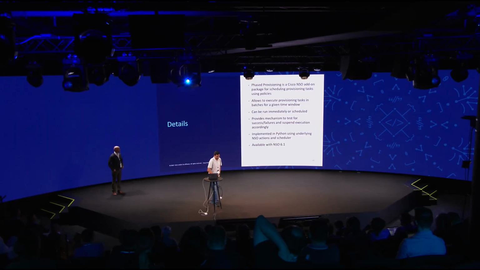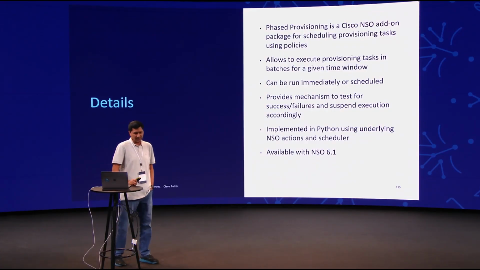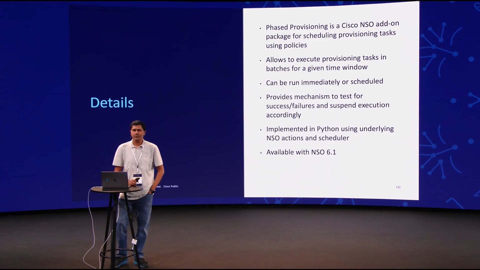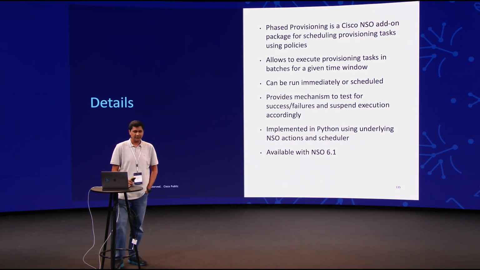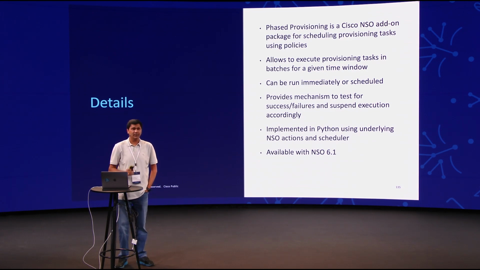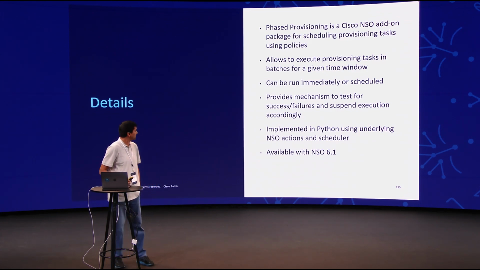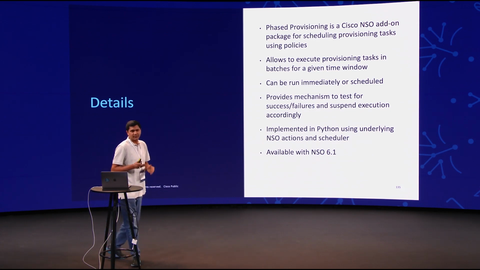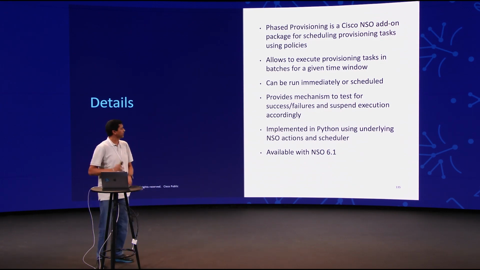So with that said, let's see brief details about this. Phase provisioning is a Cisco NSO add-on package. When I say add-on package, it's like what you have already: resource manager, observability exporter. In the same way, it is also an add-on package, and you just load it as a normal package and start using it. What it does is help in provisioning your tasks in a scheduled way with customer provided policies. And it allows you to execute these tasks in scheduled windows or a time period. And it can be recurring also.